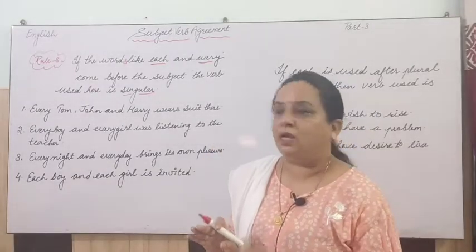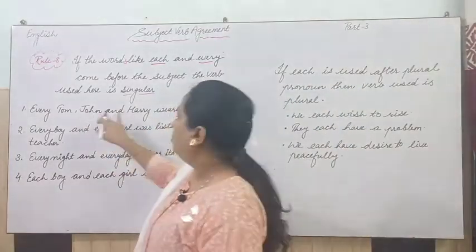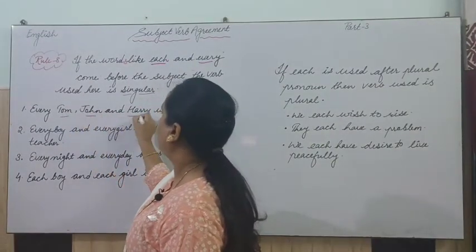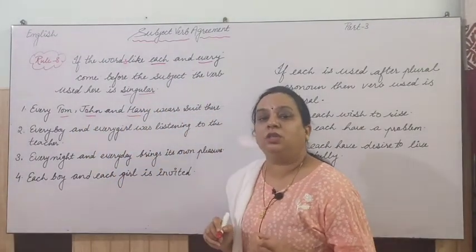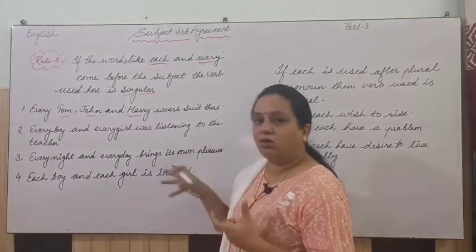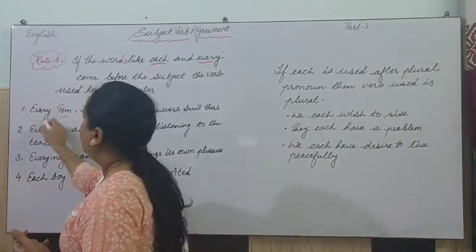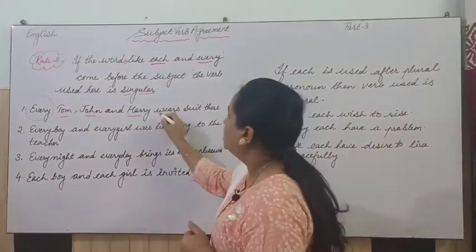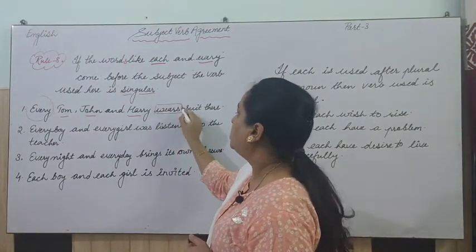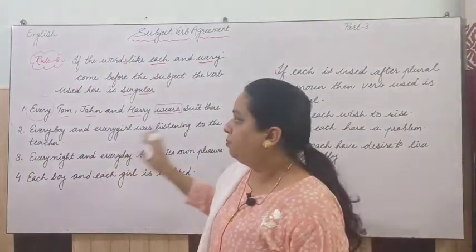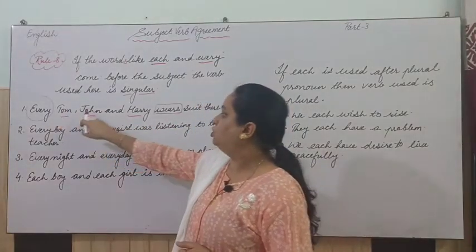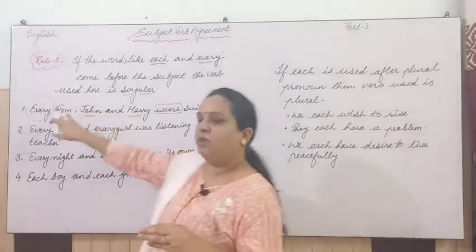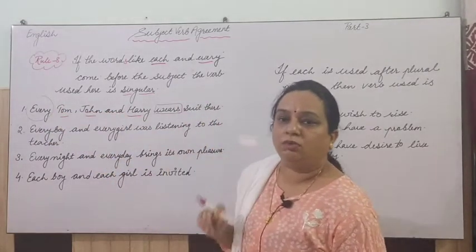Singular verb, right? So, every Tom, John and Harry. Here we have three persons, John, Tom and Harry, but we are talking about them as a singular subject because every is there. When there is every or each in the sentence, we have to use the singular verb, and here we are using wears. Please do not say that Tom, John and Harry, three persons, are here. It is not so, because every is there, so that's why we have to use a singular verb here.